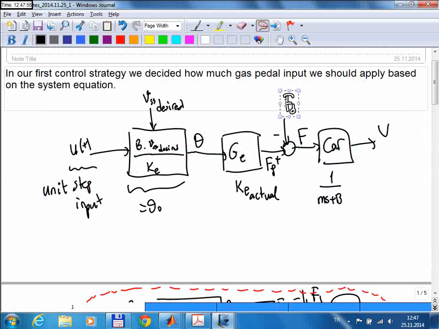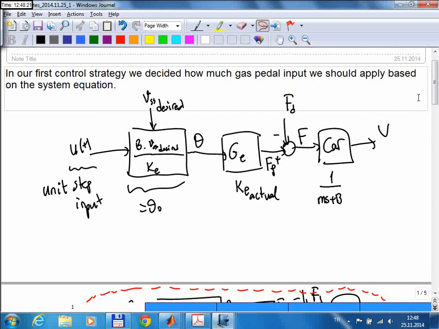Okay, so this is not a good thing, right? So if we are designing a controller, ideally we want our system to work as intended, even when there are such unideal situations. But in this case, there's nothing we can do, right? So we choose our gas pedal input according to this relation, and this relation doesn't care what the real speed of the car is.